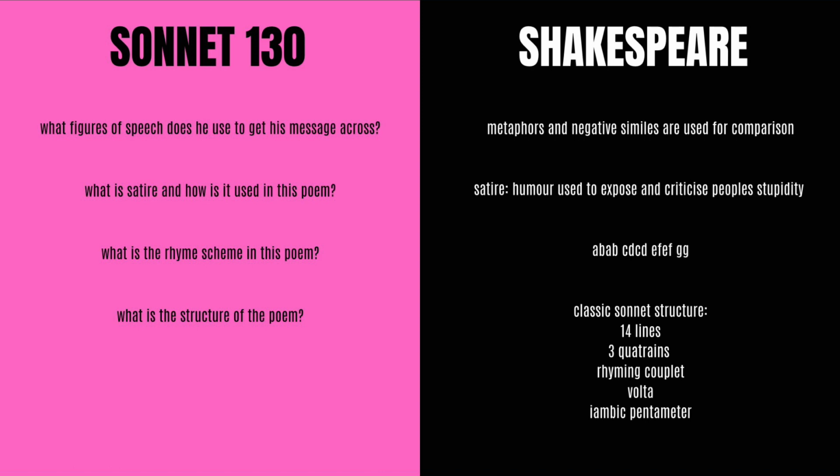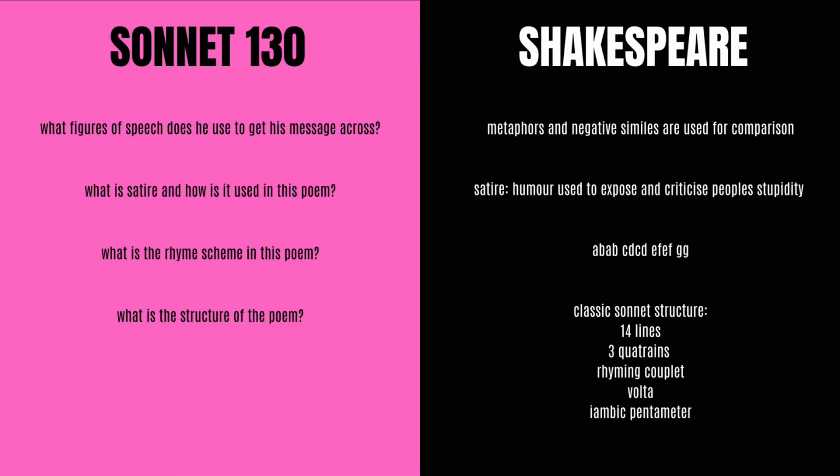What is satire and how is it used in this poem? Satire is when humor is used to expose and criticize people's stupidity. In this case, the speaker is using satire to make fun of these poets and how stupid they are to say such unrealistic things about their lovers, because all of their expectations and descriptions are over the top and never true in reality.